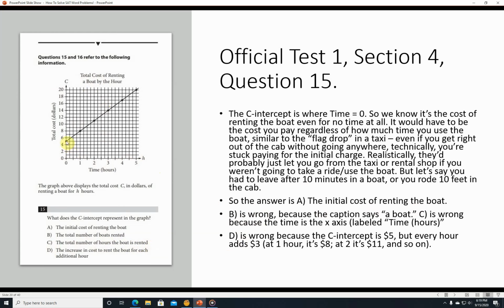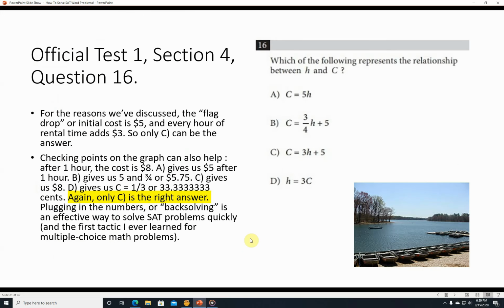Well, we can see that C is 5 at the C-intercept. But if you go every hour, after 1 hour it's 8, after 2 hours it's 11, after 3 hours it's 14. So that's going to be 5 plus 3h, because it increases by $3 every hour. So that's not the increase in cost to rent the boat for each additional hour.